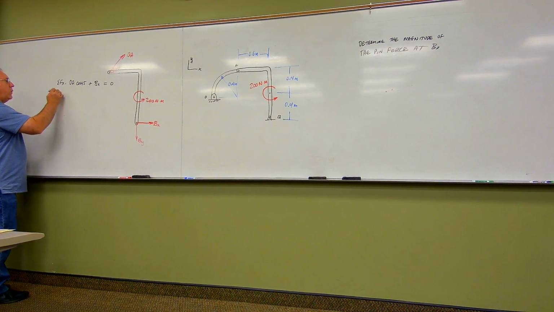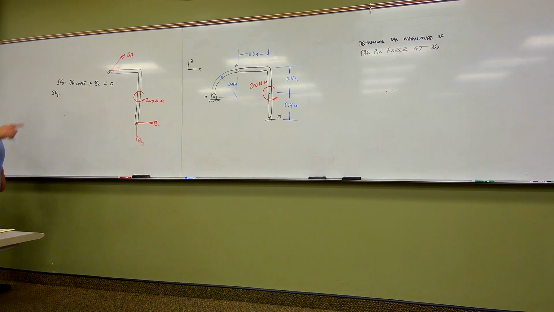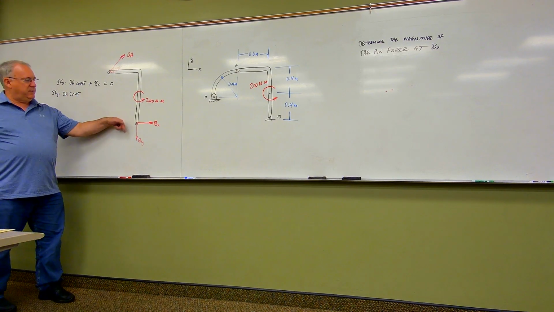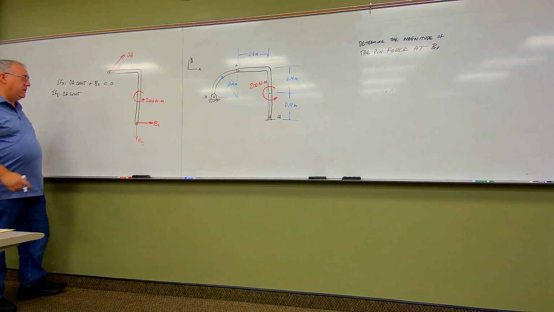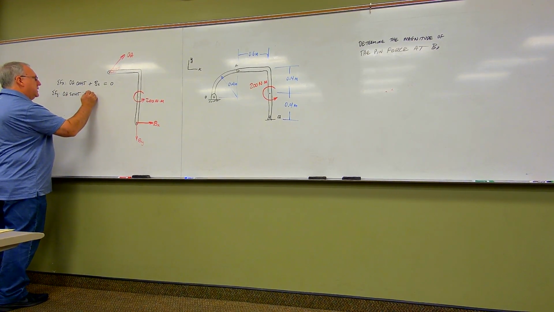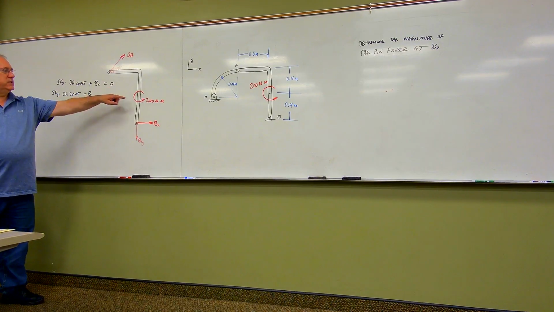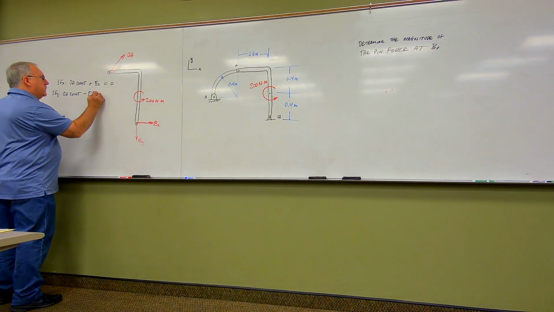Now let's sum forces in the y direction. I'm going to have OA sine 45. Bx is not in that picture, but minus By is. By is tending towards the negative in this case, so minus By. And once again, that's the only y-directional force I've got. The 200 doesn't show up there, so equals 0.